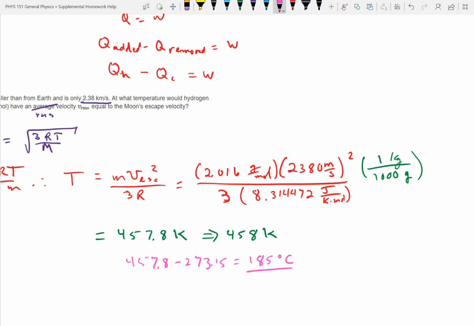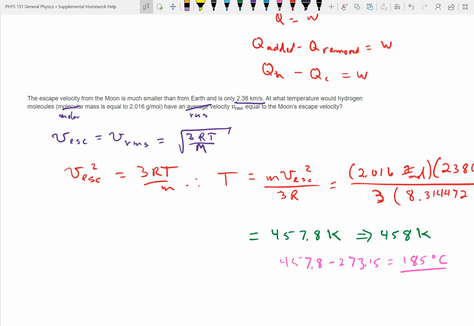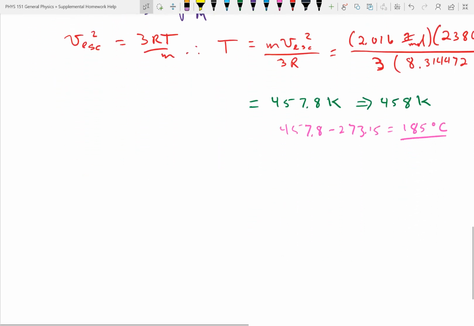So the concept for this one is the kinetic theory of gases. Right, the kinetic theory of gases means we're relating the kinetic energy to the temperature of gases.